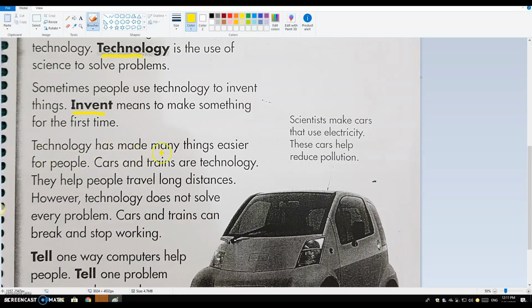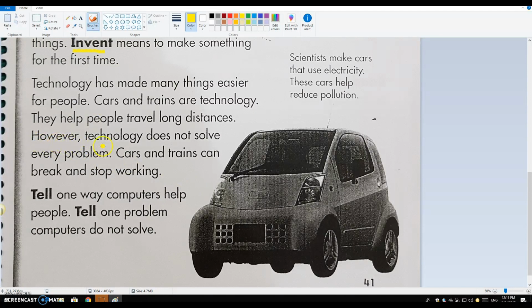Technology has made many things easier for people. Cars and trains are technology. They help people travel long distances. However, technology does not solve every problem. Cars and trains can break and stop working. Tell one way computers help people. Tell one problem computers do not solve.